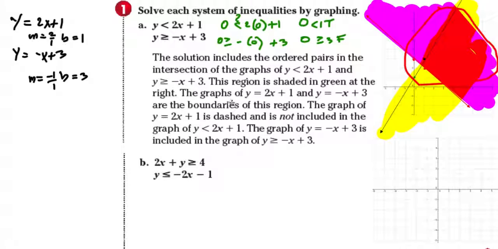This region is shaded in green, not really in green. At the right, the graphs of y equals 2x plus 1 and y equals negative x plus 3 are the boundaries of this region. The graph of y equals 2x plus 1 is dashed and not included in the graph. We talked about that, and y is less than 2x plus 1. The graph of y equals negative x plus 3 is included in the graph because y is greater than or equal to negative x plus 3, and it's a greater than or equal to sign.